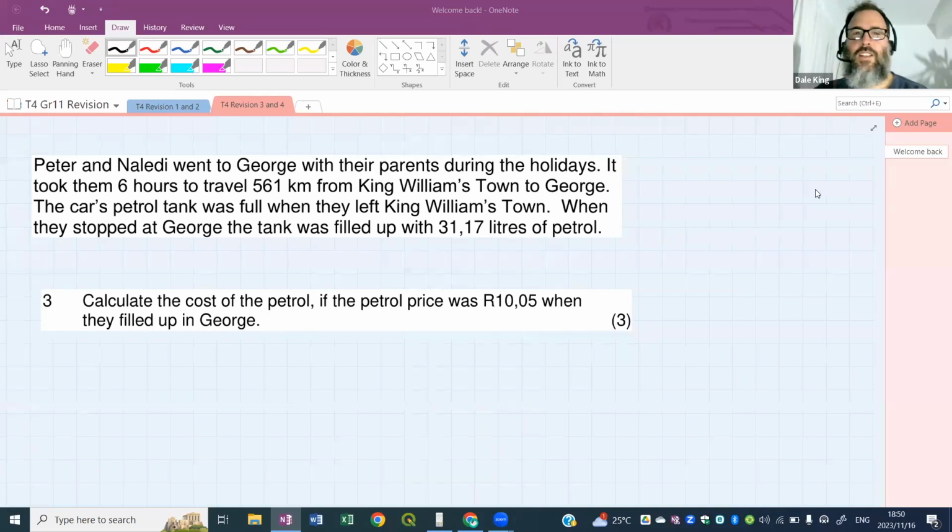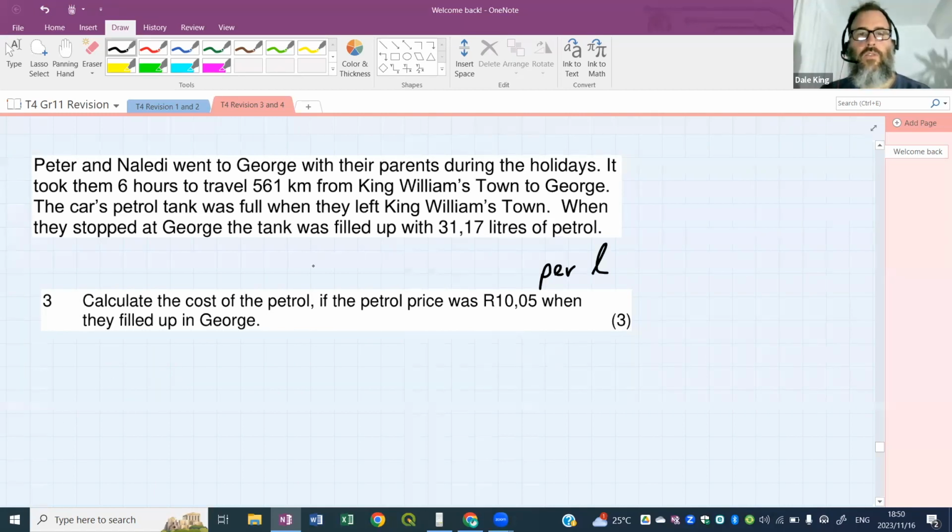All right, moving on. Let's check it out. We're getting answers here. Let's try them out. Calculate the cost of the petrol, if the petrol price was 205 cents a liter. They should have said here per liter, when they filled up in George.